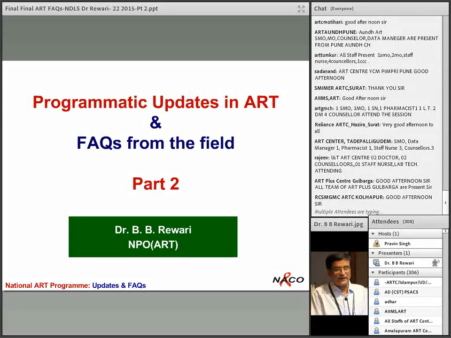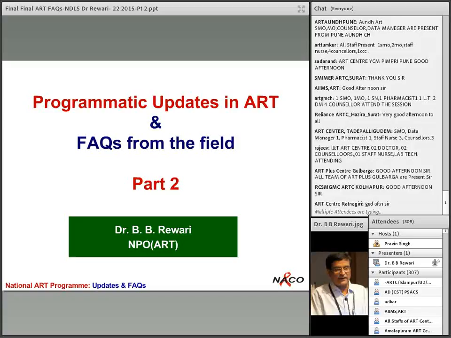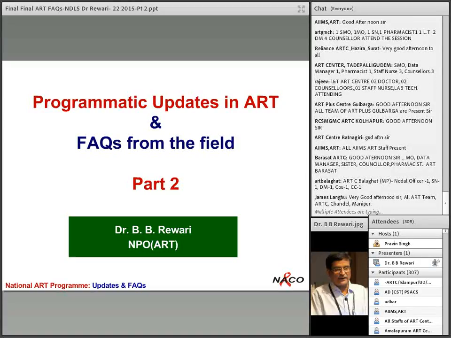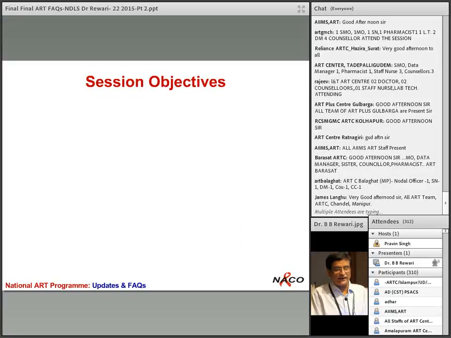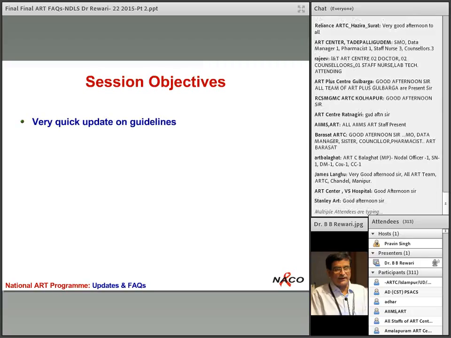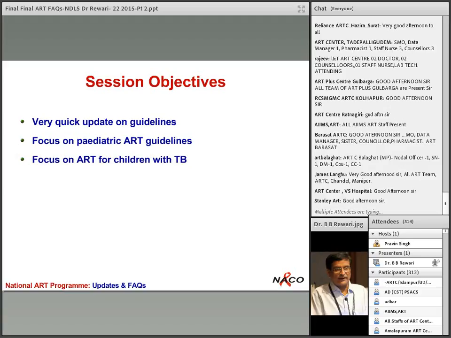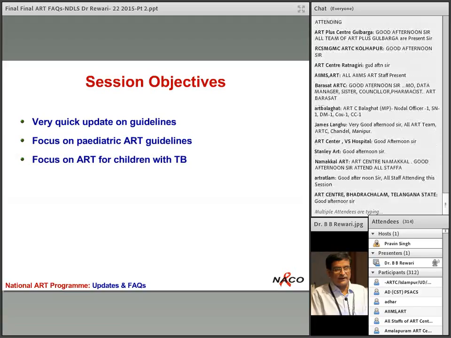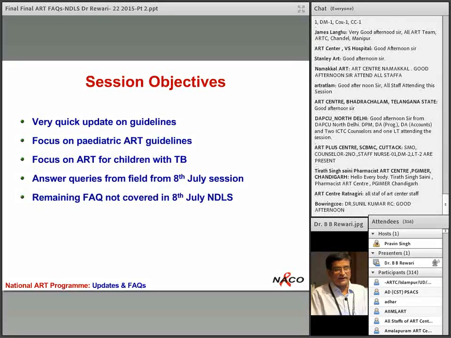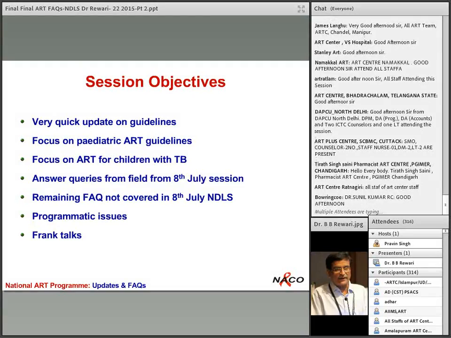What I am going to do today basically is, first thing, I got a lot of feedback that I was speaking a little fast and need to be a little slow for people to understand. So I will try to be slow. I'll just give you a very quick update on guidelines once again, focusing on pediatric ART guidelines, particularly ART for children with TB, because there were a lot of questions on this issue. Answers to queries from the field from the 8 July session, remaining FAQs which were not covered, programmatic issues, and then we'll have some frank talk and introspection also.